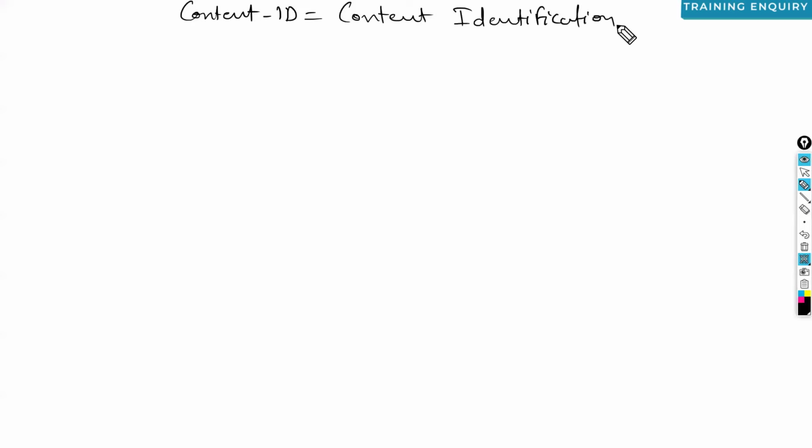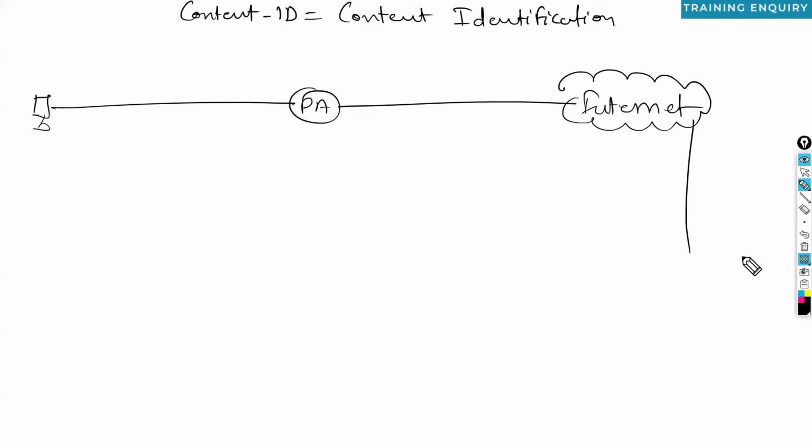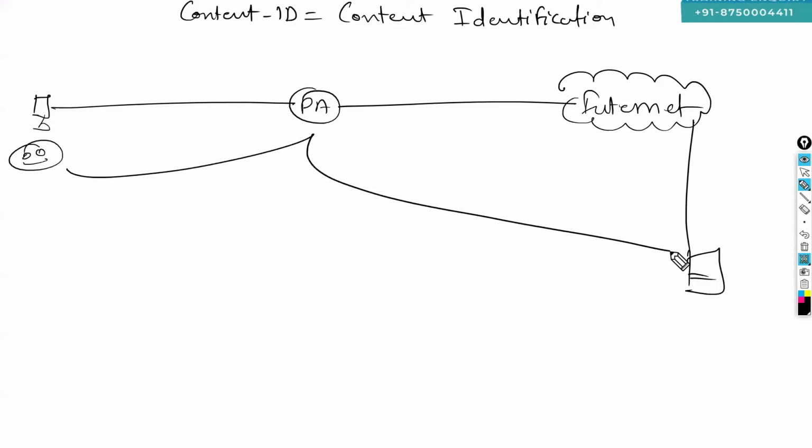Identification. Done. We have same network PC connected with Palo Alto. Palo Alto is connected with internet, and internet is connected with a public server. Now we have a user in our organization. That user is trying to send a request to a public server. This is our any public server.